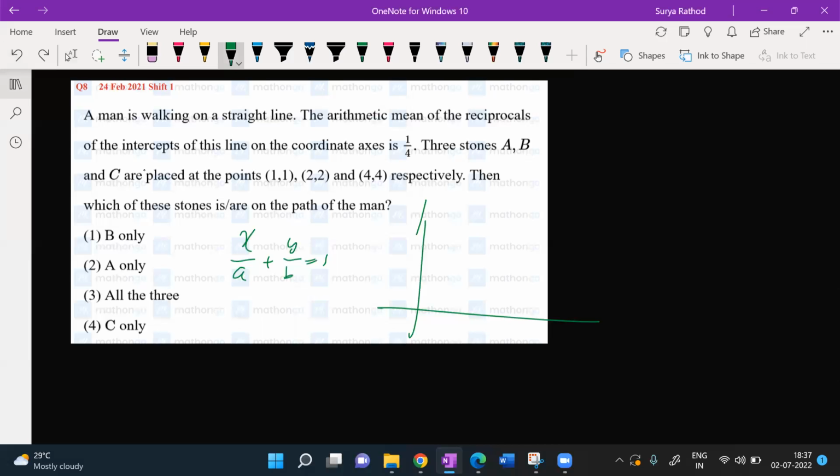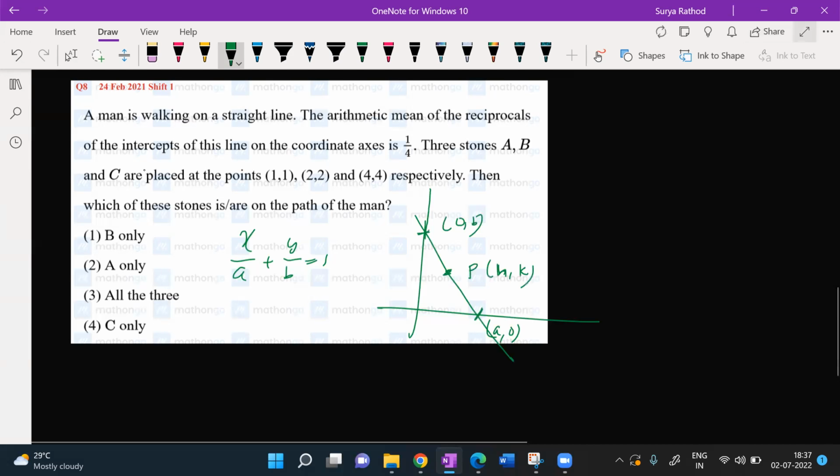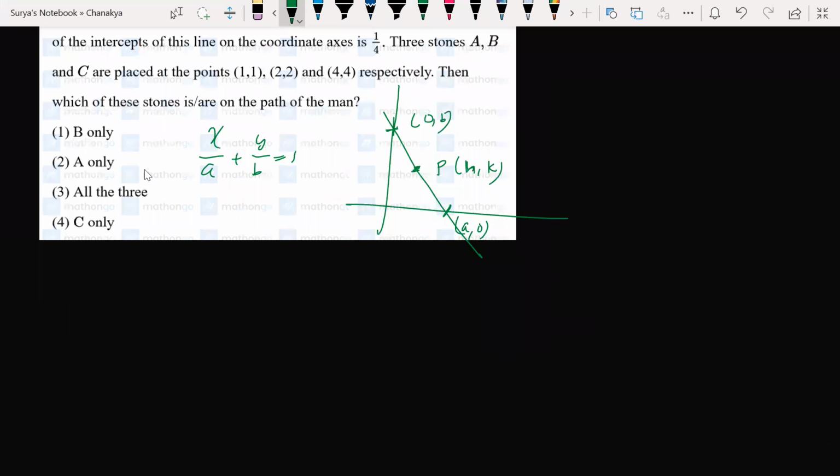So let's draw this. And guys, in the intercept form, this would be my A comma 0. This would be my 0 comma B. At some point here, generally we take H comma K and we will solve, right? Straight lines, H comma K I took here. So this line passes through H comma K, right? So H by A plus K by B is equal to 1. So what is H here?